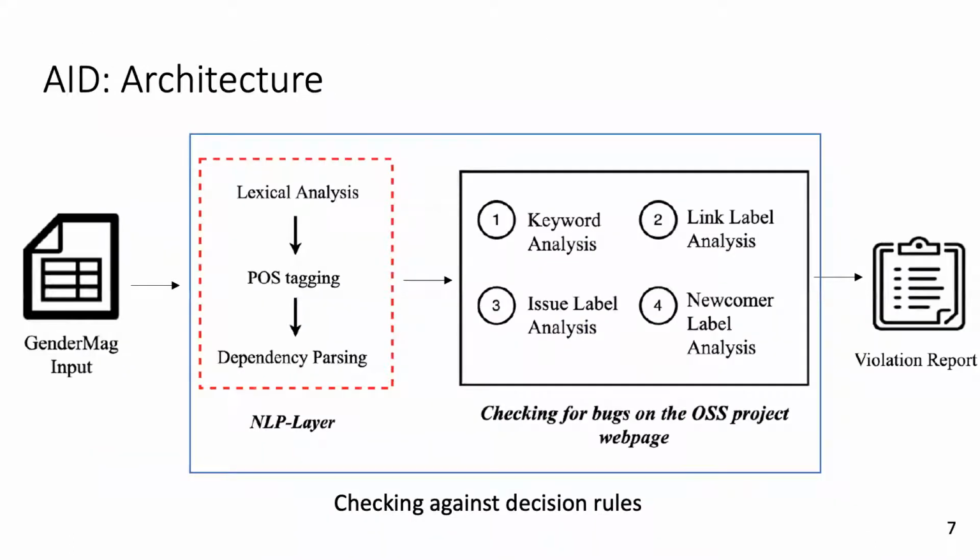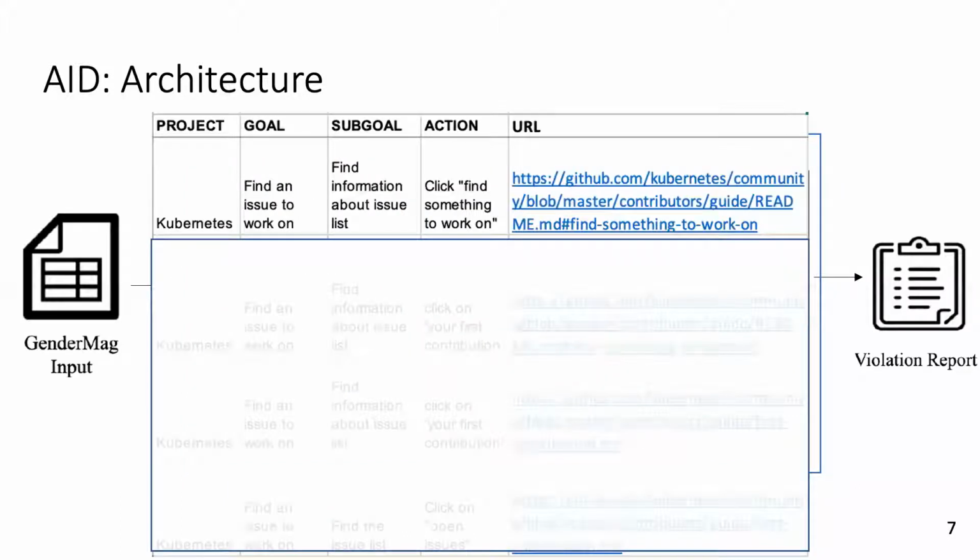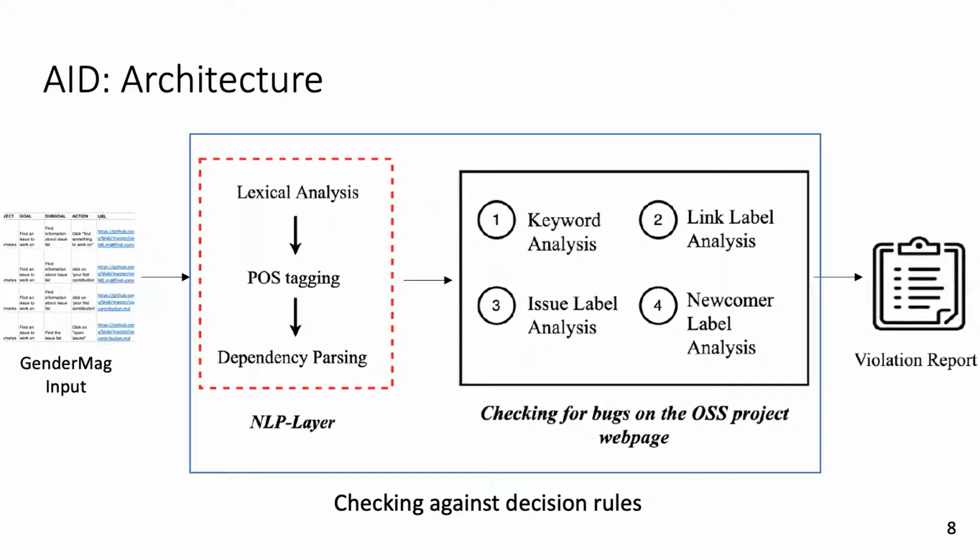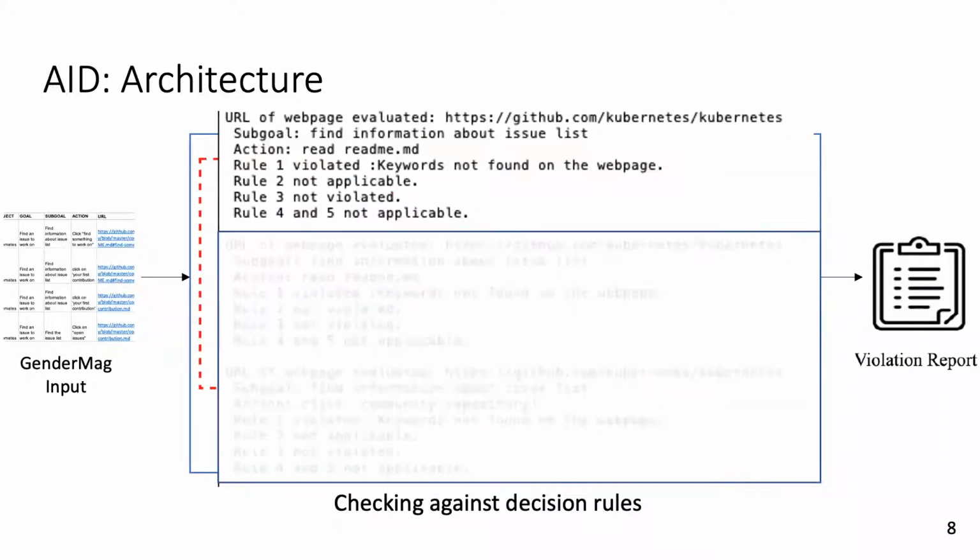So this is an overall architecture of the tool. It takes as input an Excel sheet containing the subgoals and actions that are to be evaluated along with the URL of the open source project page. Then it uses natural language processing to check against 5 decision rules to result in a text file with the violations.